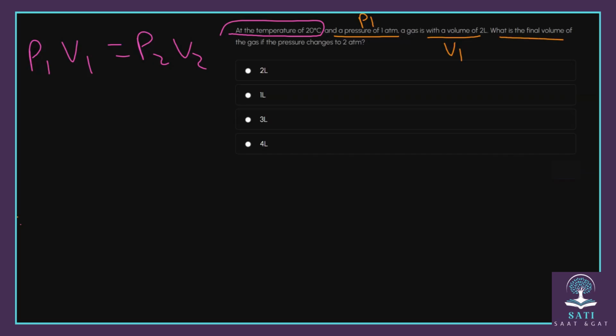Good. Then what is the final volume? They are asking about V2. So the question is about V2. And the pressure here, P2, equals 2. Good. Now I just substitute in the formula.